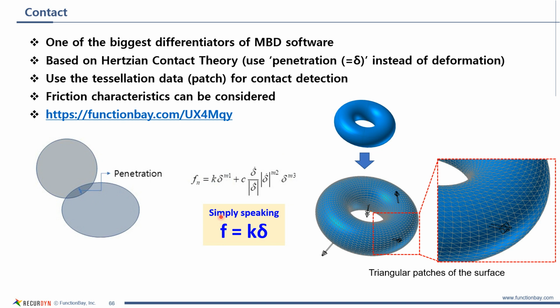In addition, please note that RecurDyn uses tessellation to detect the penetration. The surface is divided into many patches for the search algorithm to find out the penetration. And friction characteristics can be considered in RecurDyn contact.